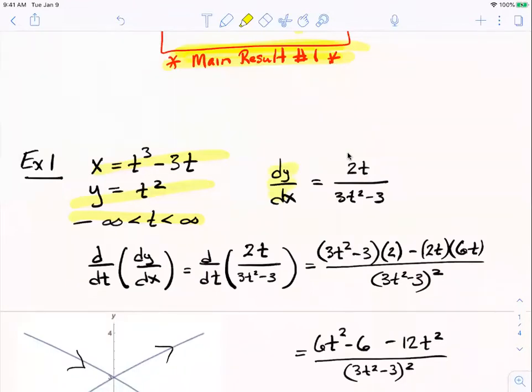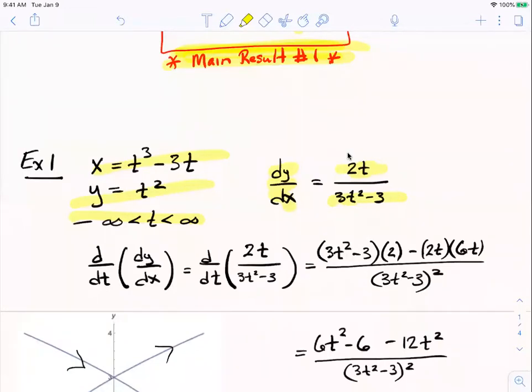dy/dx, we can just recapitulate it. dy/dx is dy/dt, 2t, that's certainly the derivative of t squared, divided by dx/dt, 3t squared minus 3, which is certainly the derivative of t cubed minus 3t. So there's our first derivative.